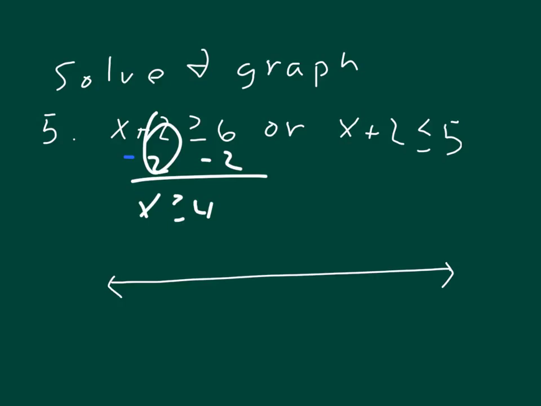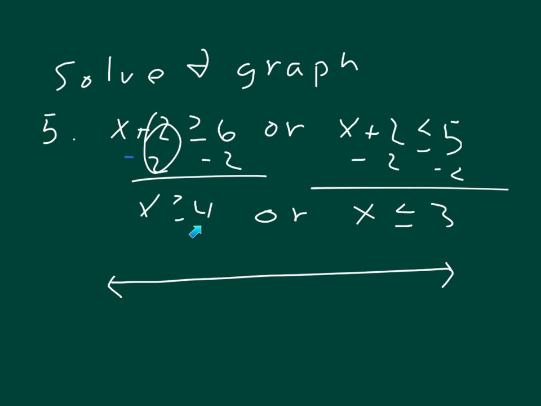We can graph that. Subtract 2 here, and we get x is less than or equal to 3. And this is an or statement. So these are the conditions that we want to graph: x is greater than or equal to 4, or it could be less than or equal to 3. So on the graph, we're going to put a 4 and a 3.